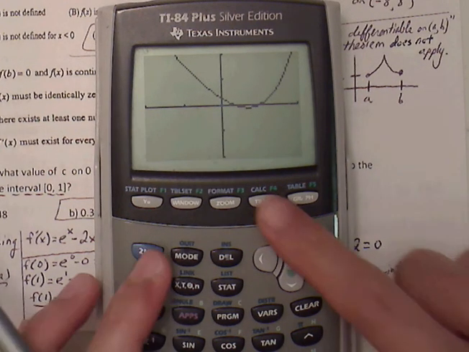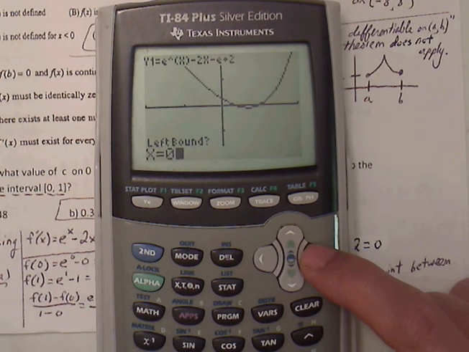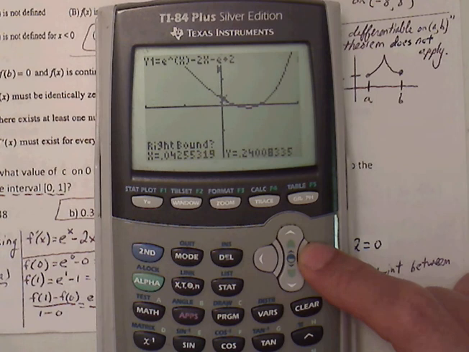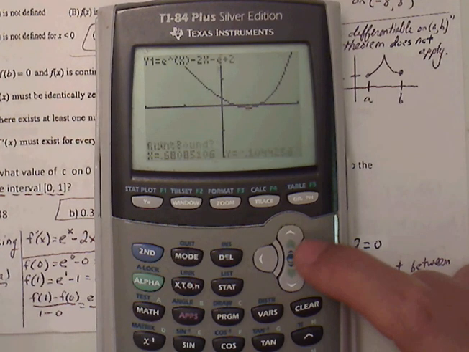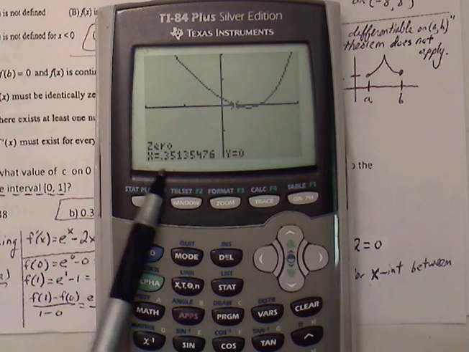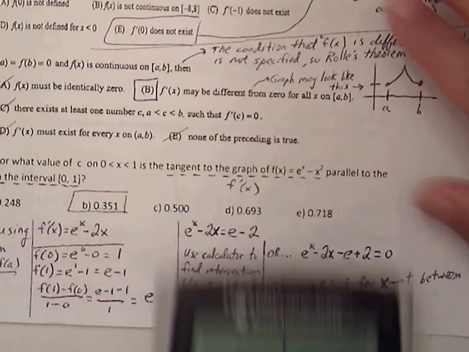So you can just do second trace, look for 0, choose a left bound that is on one side of the x-axis, and choose a right bound on the other side of the x-axis, and we see that the x-intercept will be 0.351. So that's our solution there.